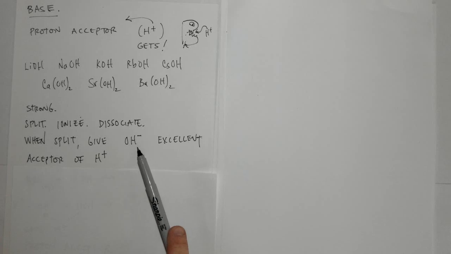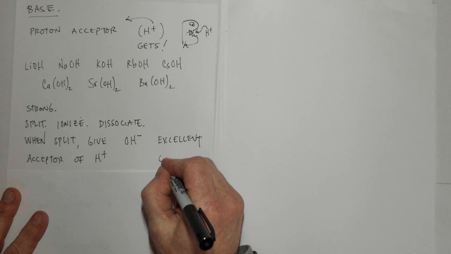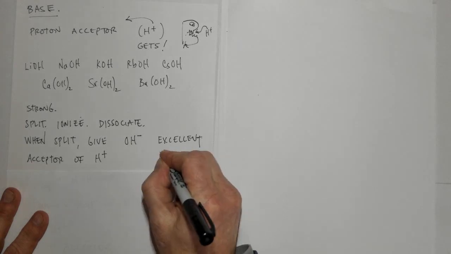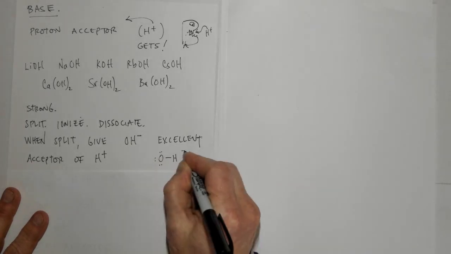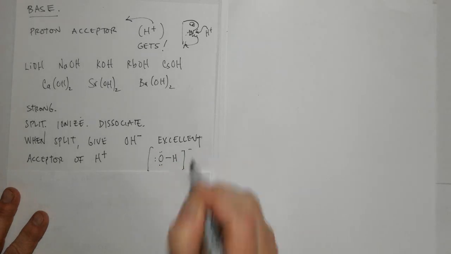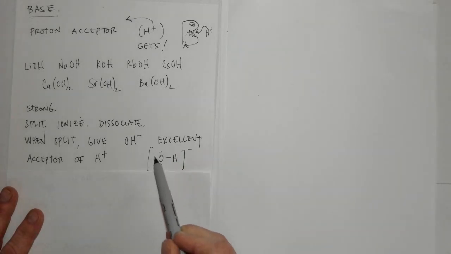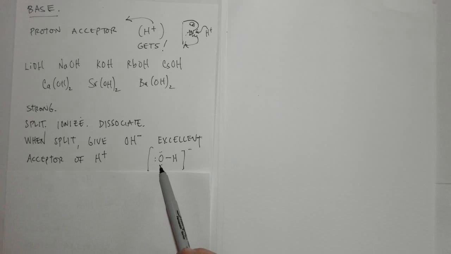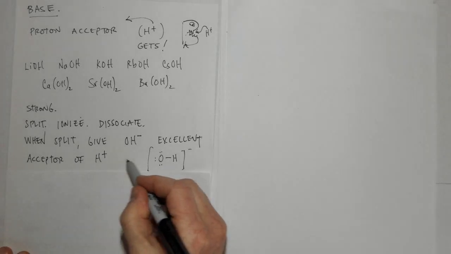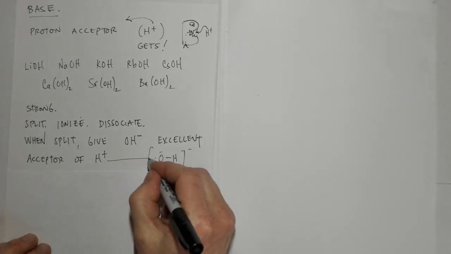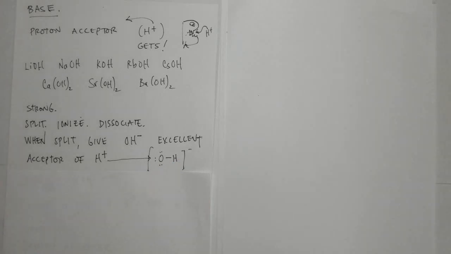They split up completely. They ionize completely. They dissociate completely. When split up, they're an excellent source of hydroxide ion, and hydroxide ions are a great acceptor of H pluses. If you draw the hydroxide ion's Lewis electron dot structure, it looks like this. Brackets around it, little -1 out here. And you can see that there's lots of unshared pairs of electrons around this O, and so therefore it's really good at attracting things without electrons, like H pluses, who have no electrons, obviously.